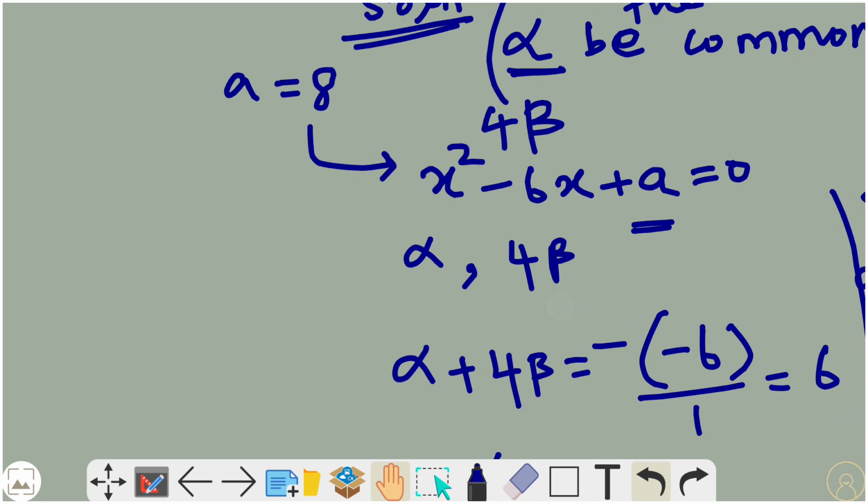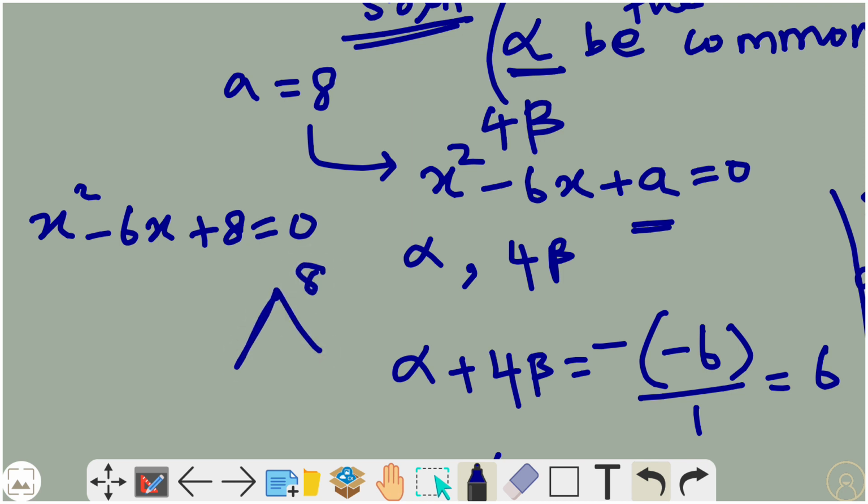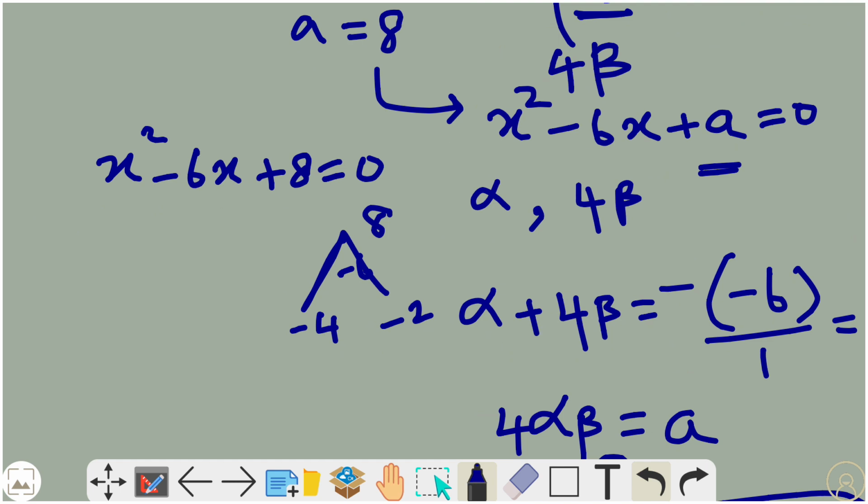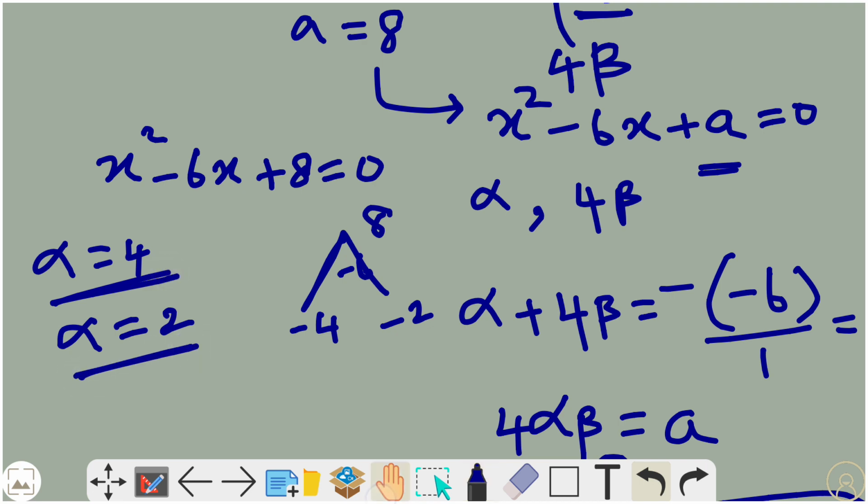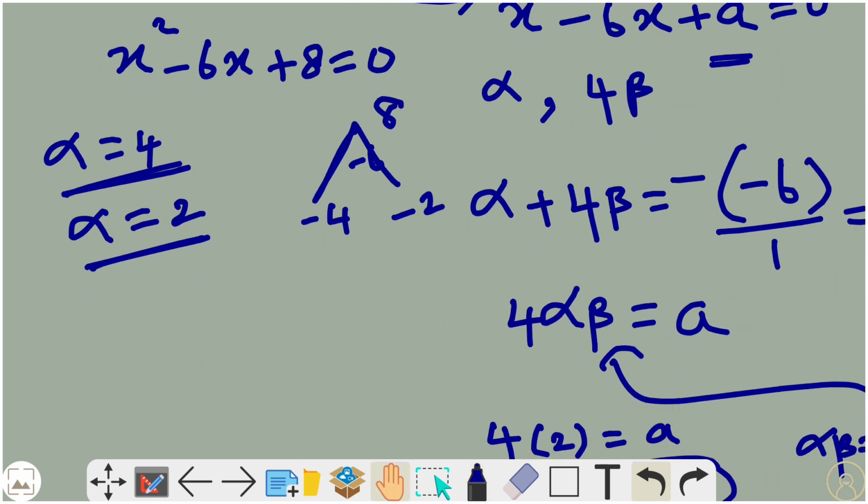So our first quadratic equation changes into x square minus 6x plus 8 equal to 0. Okay, so we have to solve this equation. We know the product is 8 and the sum is minus 6, so minus 4 and minus 2 are the roots, so alpha equal to 4 or alpha equal to 2. The one root is common, so we are going to find whether alpha is 4 or alpha is 2.